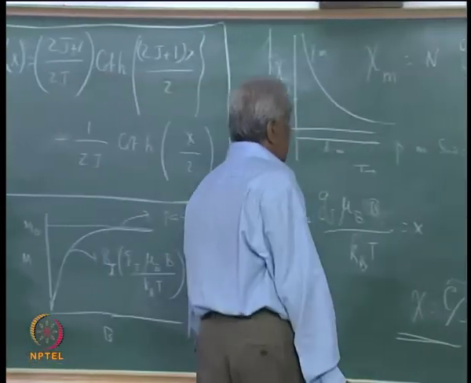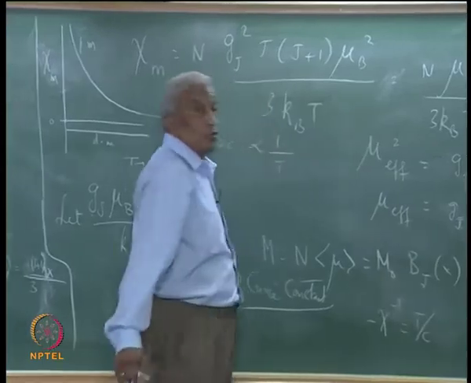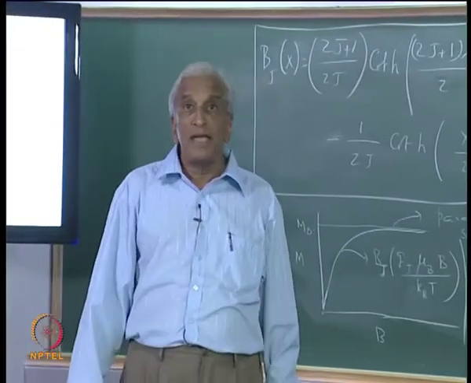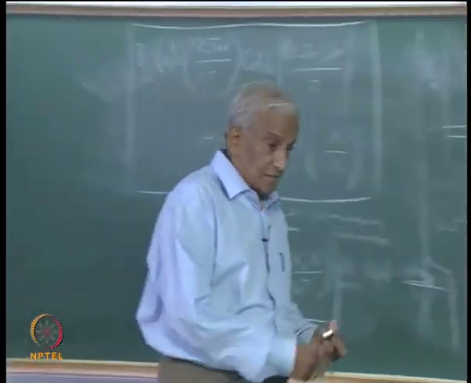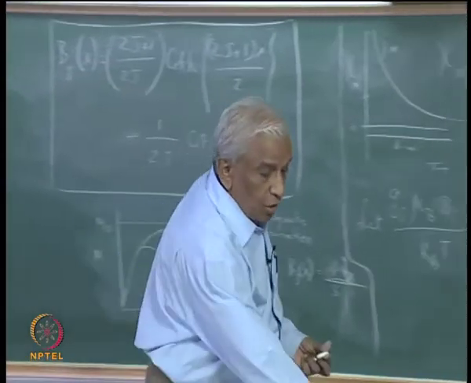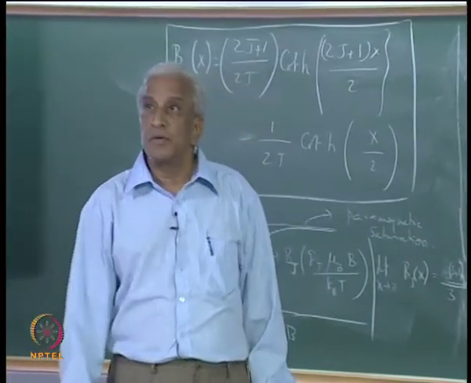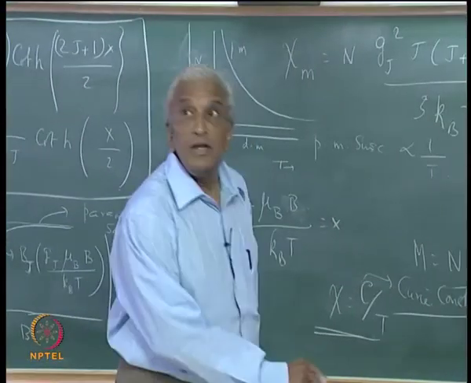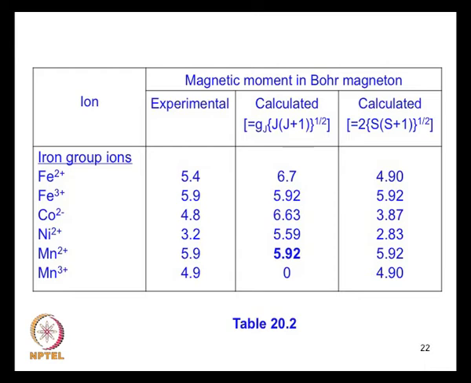This is the inverse 1 by T, which gives you a hyperbolic dependence. For example, if you take chi inverse, it is T by C. So if you plot the inverse susceptibility 1 by chi as a function of the absolute temperature, you will get a straight line whose slope is 1 by C, from which you can determine the effective magneton number. So this is how we calculate the theoretical value and compare it with experimentally measured susceptibility values. This comparison is shown in a table. Yes, this is the table.